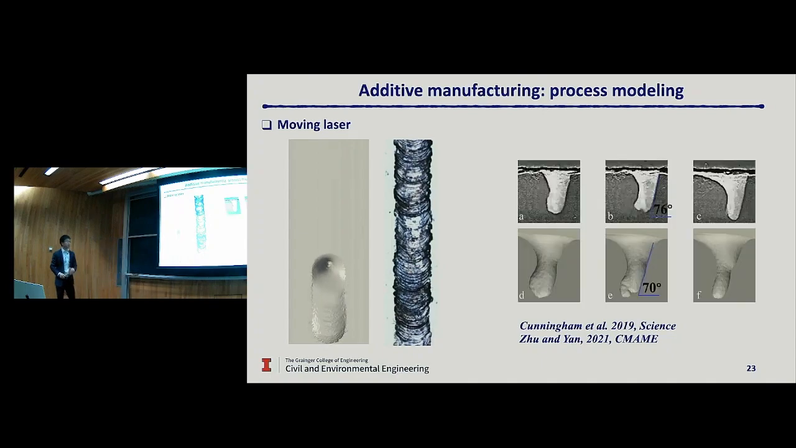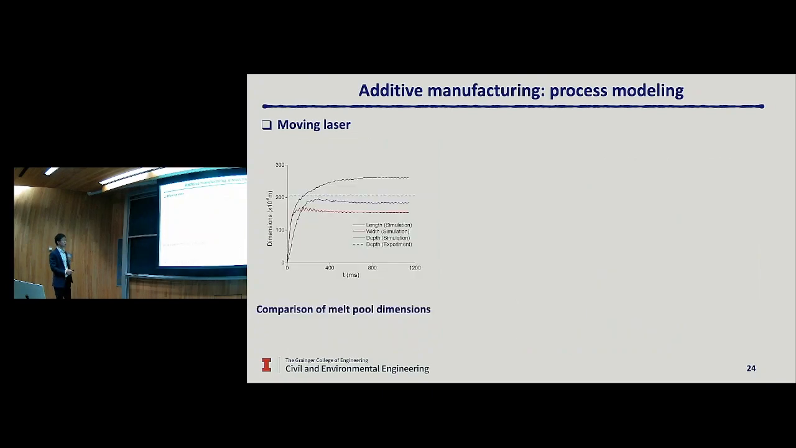And this is another validation for the keyhole morphology. You see very good correlation between the X-ray imaging and our simulation. Okay, and this plot shows you the time history of the melting pool dimensions. Argonne only measured the mean of the melting pool depths.